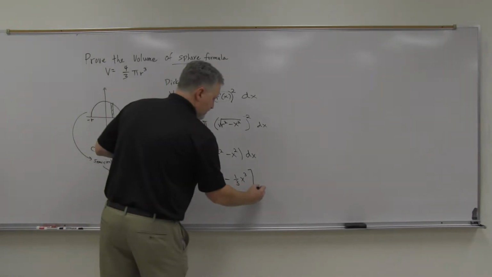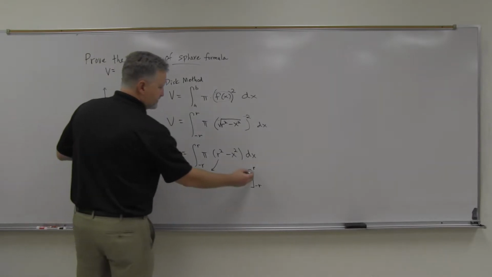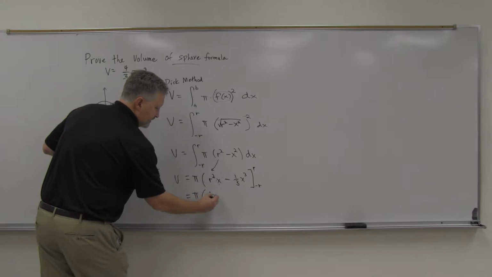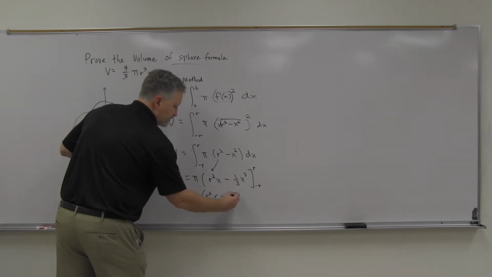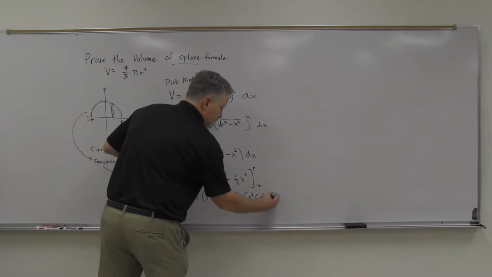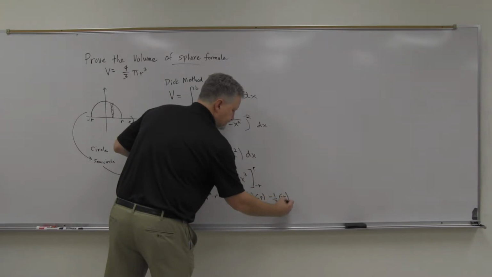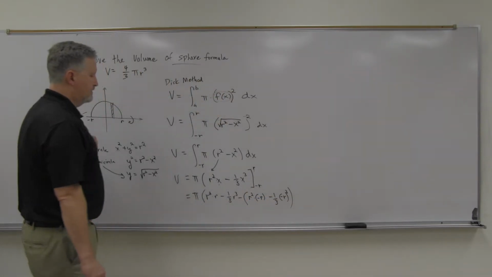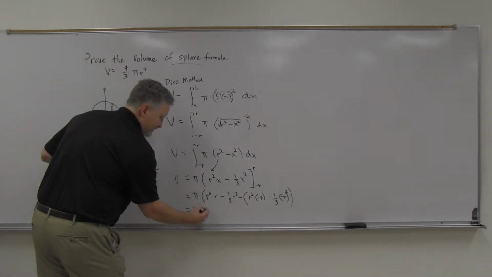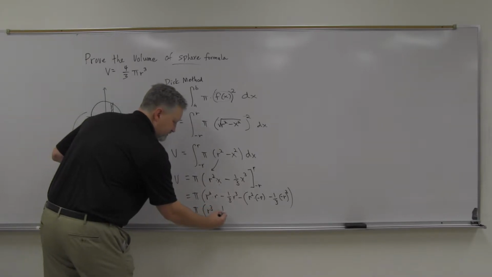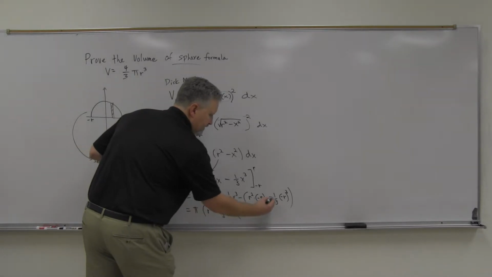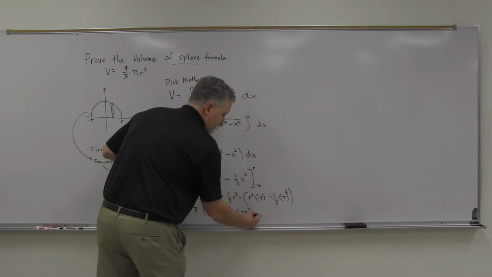And then I'm going to go from negative r to r. So I plug those in for x. That becomes r squared times r minus 1/3 r cubed. And then I plug in the minus r: I have r squared times minus r minus 1/3 times minus r cubed. That looks like a bunch of terms, but the good news is they're all going to be like terms. That'll be r cubed, this will be minus 1/3 r cubed. This would be minus r cubed, and minus r cubed times minus 1/3 would be plus 1/3 r cubed.